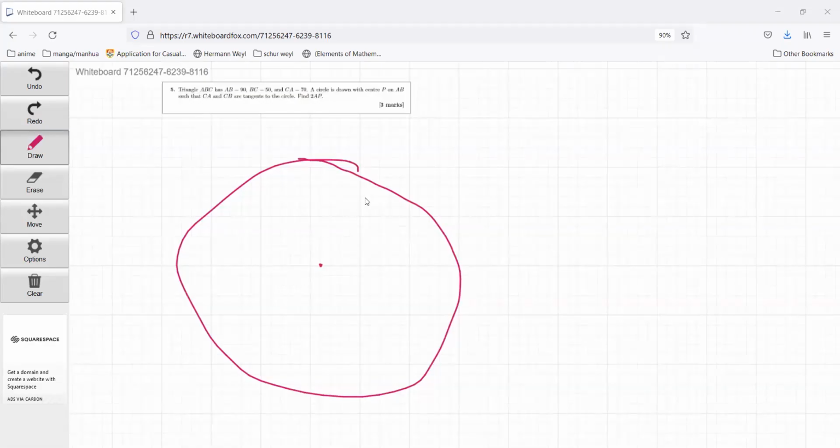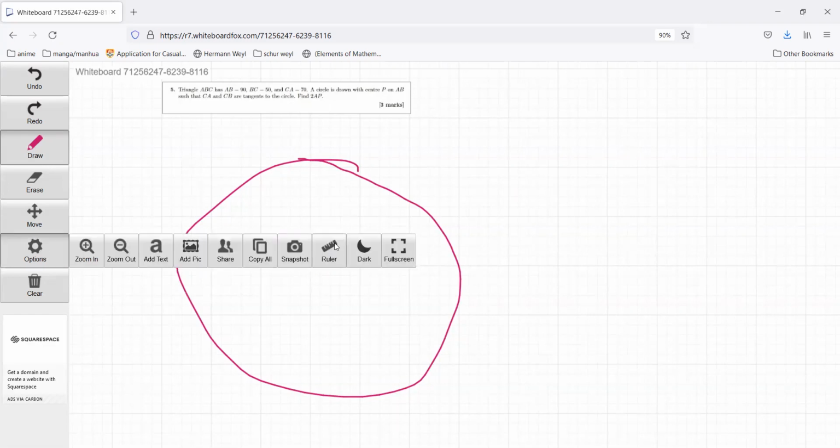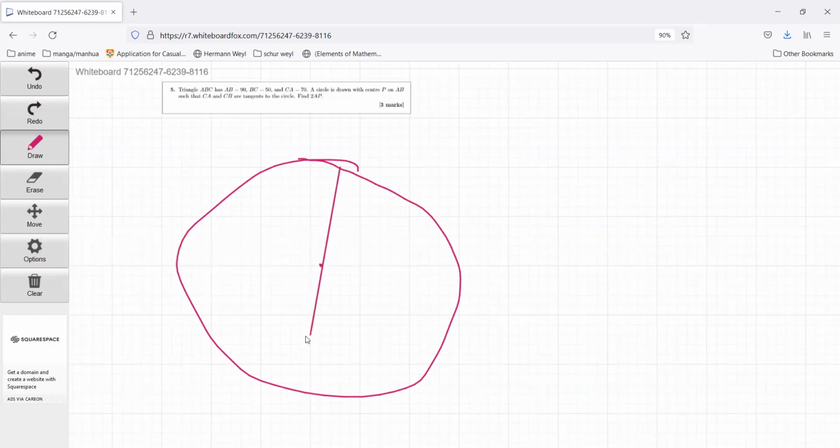All right, so we have a triangle ABC, and we draw a circle with center P on AB. So let me just draw this. Yeah, so the hack to drawing with the mouse is to draw the circle first.